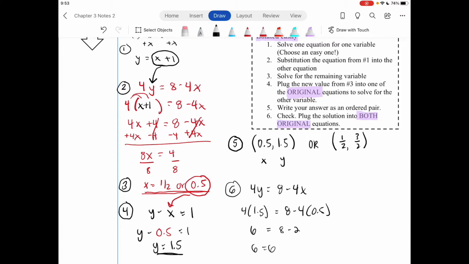Let's try the second one. The second equation was y minus x equals 1, so 1.5 minus 0.5 does in fact equal 1. Now we know for sure that our solution is correct.